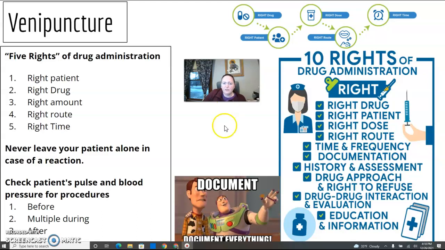Venipuncture. Just know your venipuncture basics. So there's 5 rights of drug administration. Do you have the right patient is number 1. Right patient, right drug, right amount, right route, right time. Those are your 5 rights. Never leave your patient alone in case of a possible reaction. You want to check your patient's pulse and blood pressure for all procedures before, multiple times during, and after. Document everything. If you've learned anything from this lesson, it's to document all the things. So, right drug, right patient, the right dosage, at the right time, by the right route.